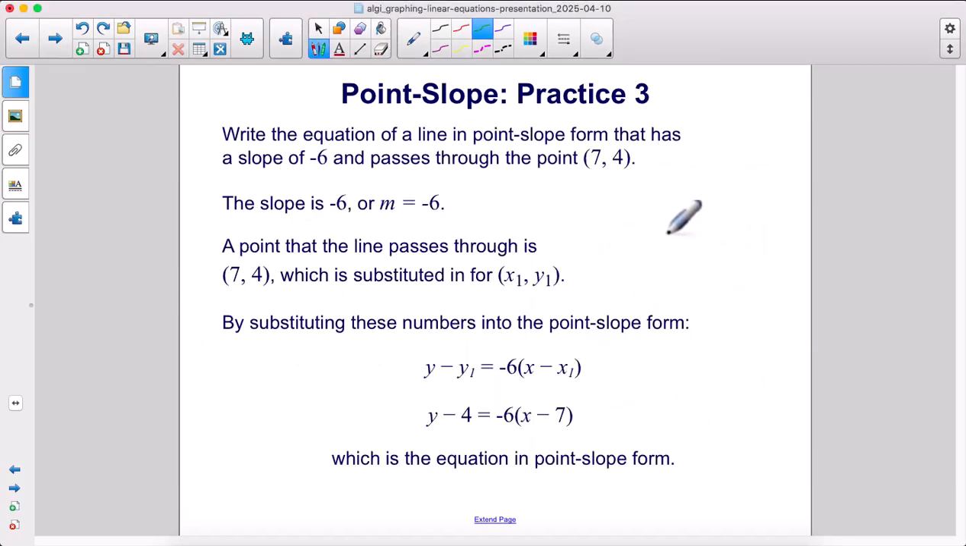Write the equation of a line in point slope form that has a slope of negative 6 and passes through the point 7, 4. All right, so the slope is negative 6, so therefore m equals negative 6. A point that the line passes through is 7, 4. So 7 is going to be x1, 4 is going to be y1. By substituting these numbers into the point slope form, y minus y1 becomes y minus 4 equals negative 6, our slope, and then 7 gets plugged in here for x1, which is the equation in point slope form. y minus 4 equals negative 6 times x minus 7.